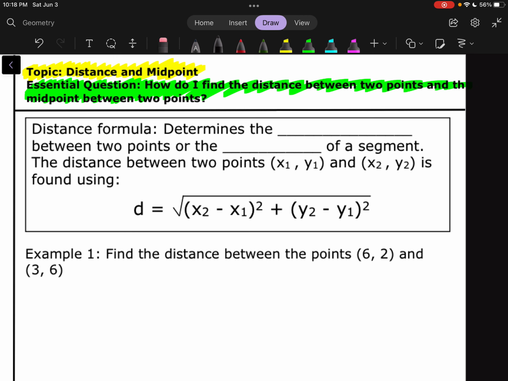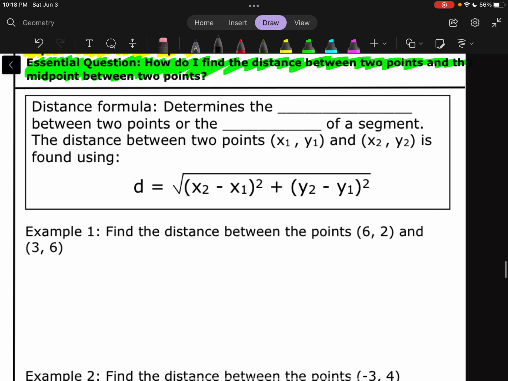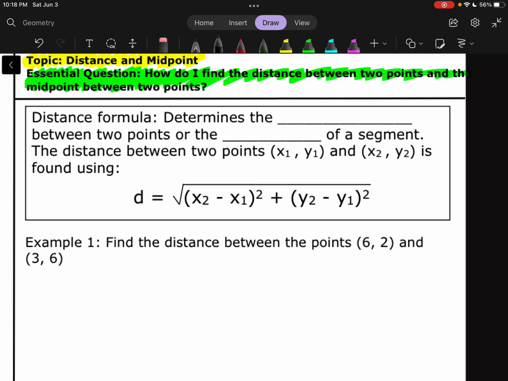We're going to start off here with the distance formula. It says the distance formula determines the distance, of course, between 2 points, or the length of a segment is another way of thinking about it. In order to do this, we have this big old formula here to look at.